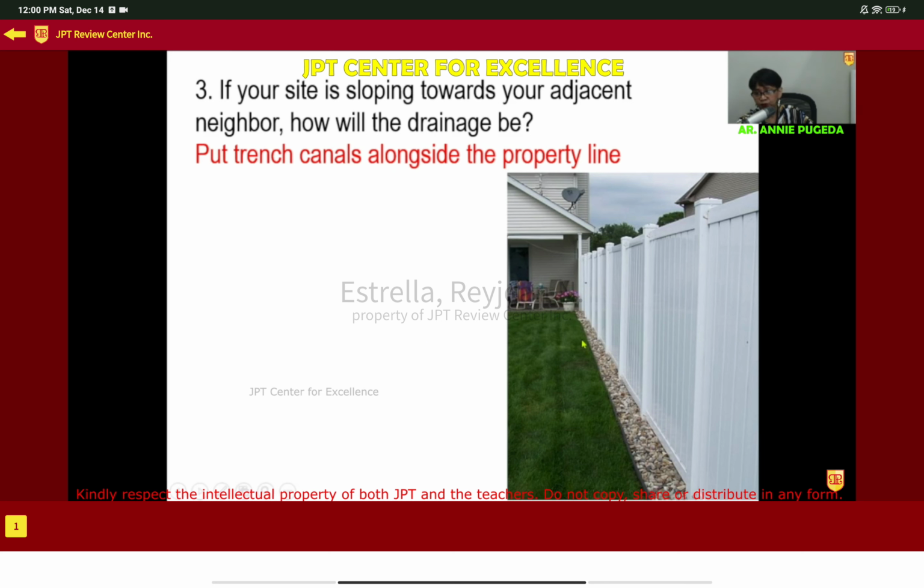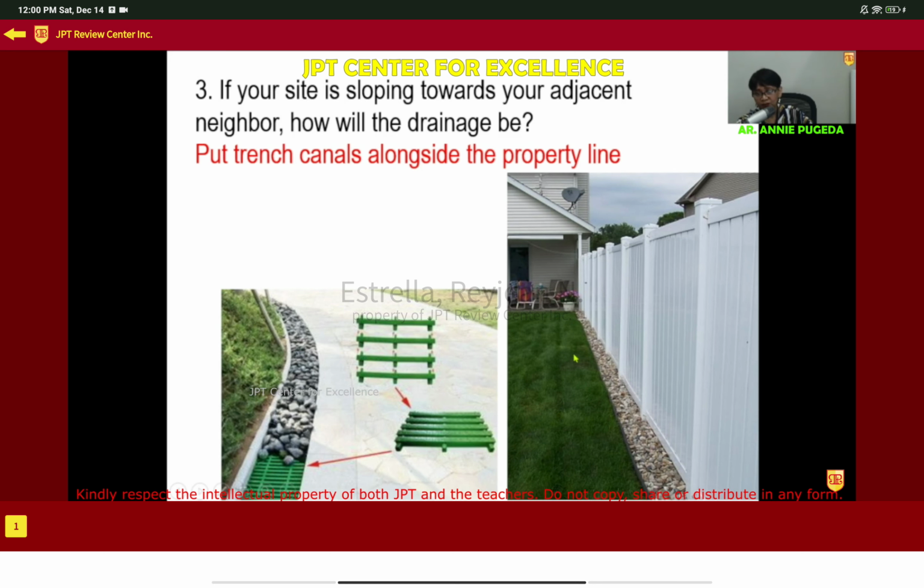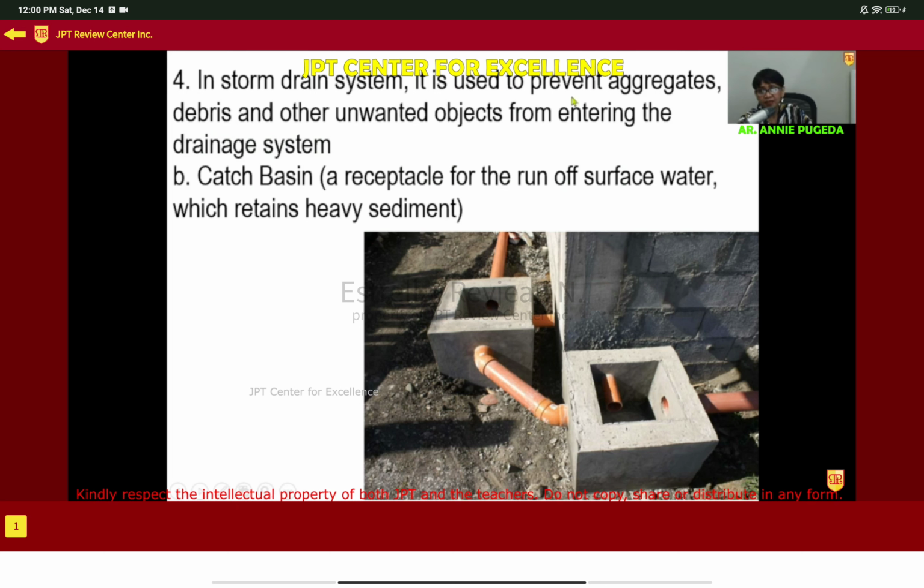May gravel, di ba? Madidistribute yung tubig ulan dyan sa gravel. Ma'am, paano yan? Akala nyo ng gravel yan, ha? Ayun yun. So, meron kang trench canal. For aesthetic purposes lang po yun. Di ba? Ganda-ganda ng gumawa ng landscape nito.